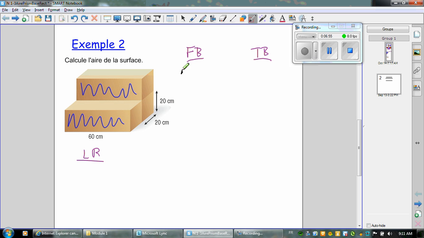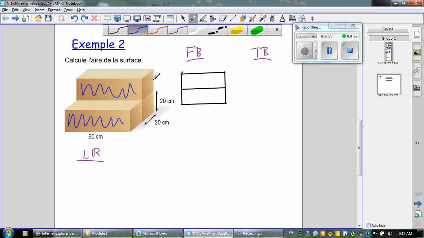I would see those 2 faces on top of each other. So they both have a base of 60 and a height of 20 each. So 60 times 20, which is 1200. And I have that twice.